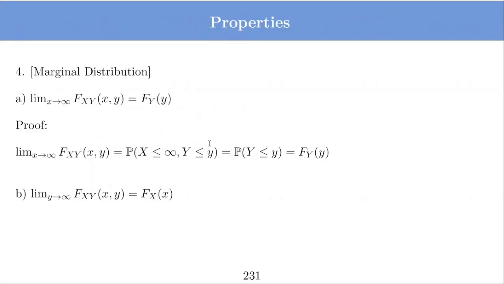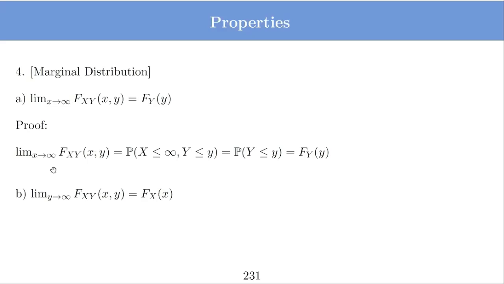Now we also talk about the marginal distribution. FXY is a function of both x and y. If we take the limit on x only, then this function will be just a function of y, right? This is called the marginal distribution of Y, and you can show that this will actually be equal to the CDF of Y if only one random variable was given, if we did not care about the other random variable.